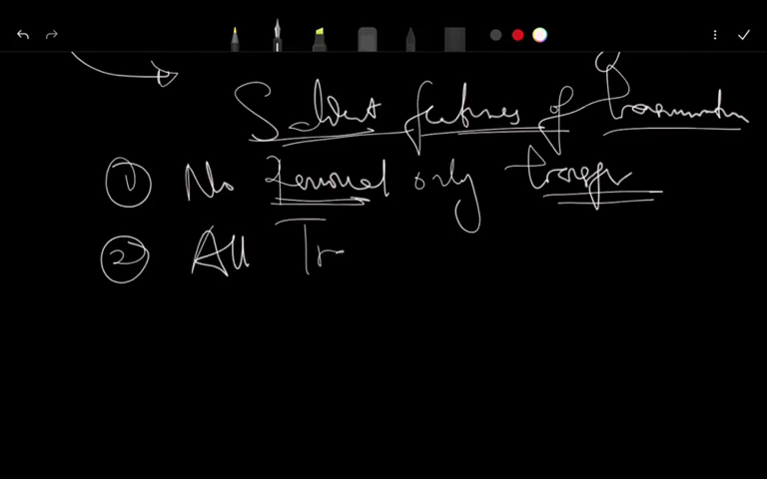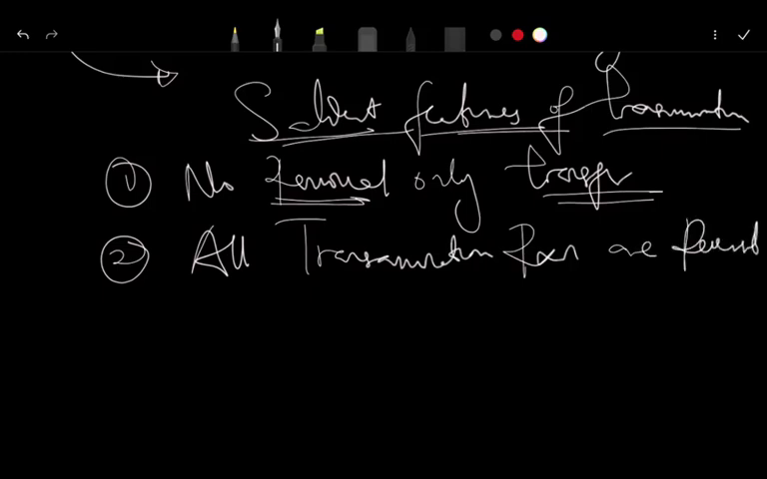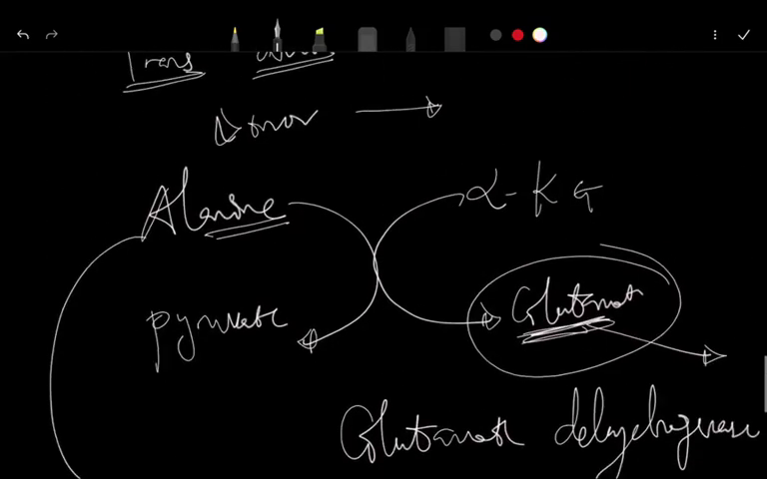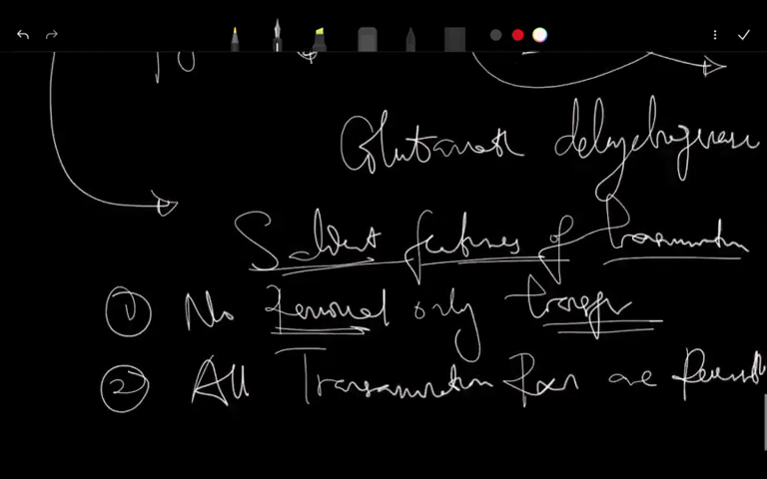Number two salient feature is that all transamination reactions are reversible. All transamination reactions are reversible. Very, very important. Meaning, if I want to write this reaction properly, this can reverse back.